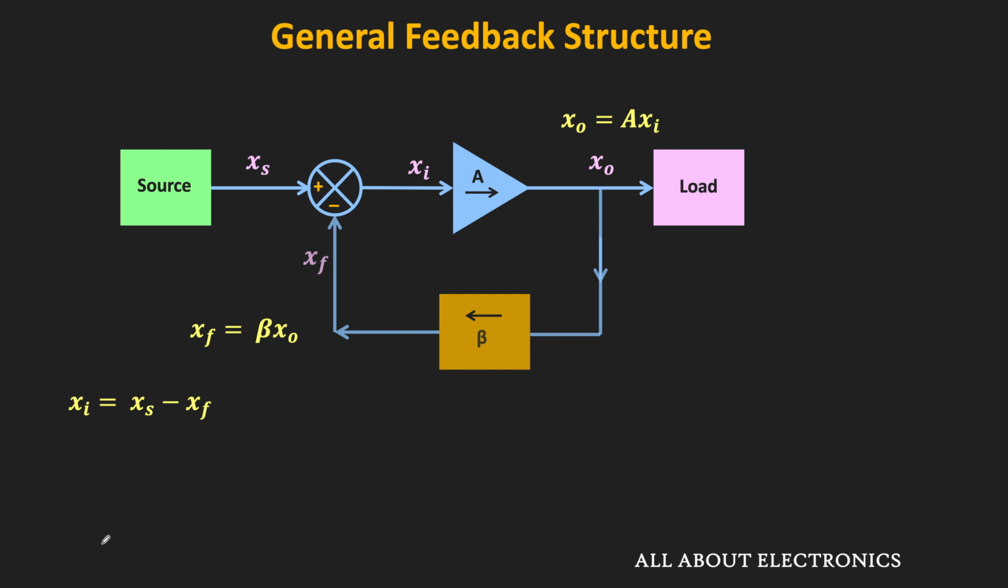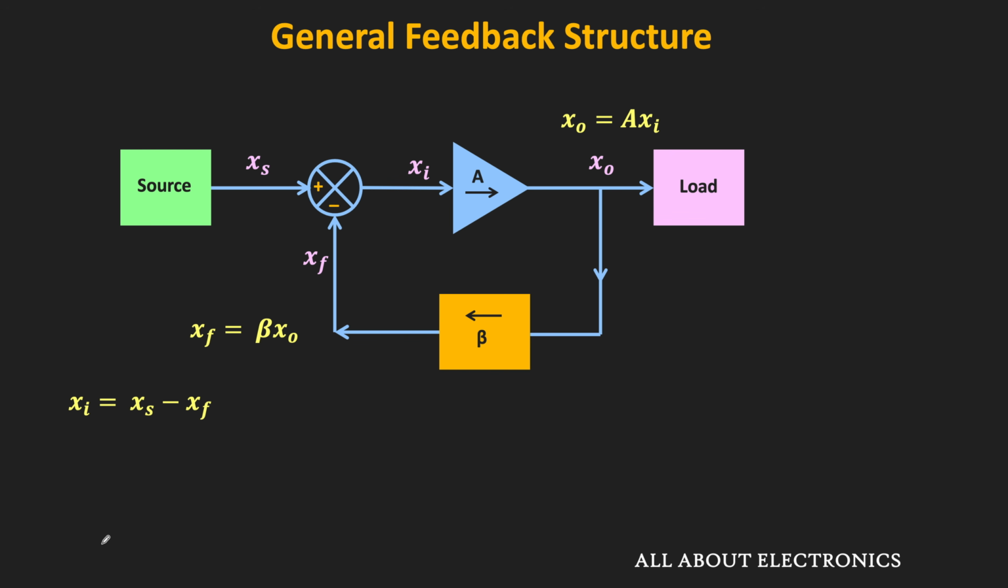If there is no feedback in the circuit, then as you can see Xi is equal to Xs. That means the input to the basic amplifier is the same as the source signal. And in this case X0 divided by Xs is equal to A, that is the open loop gain of the amplifier. But with the feedback, let us find out the value of X0 divided by Xs.